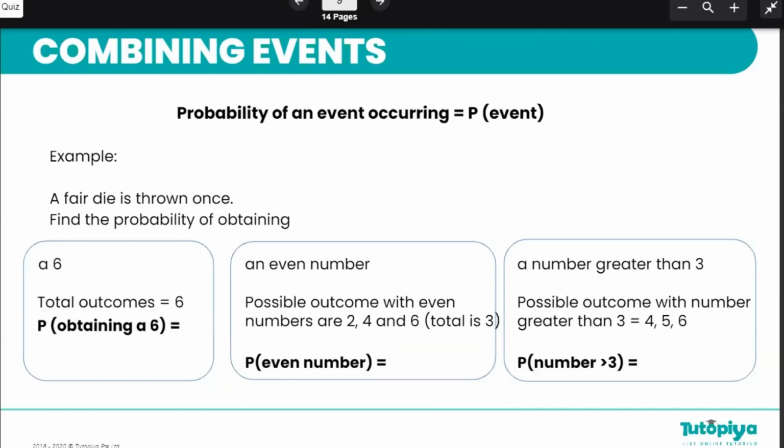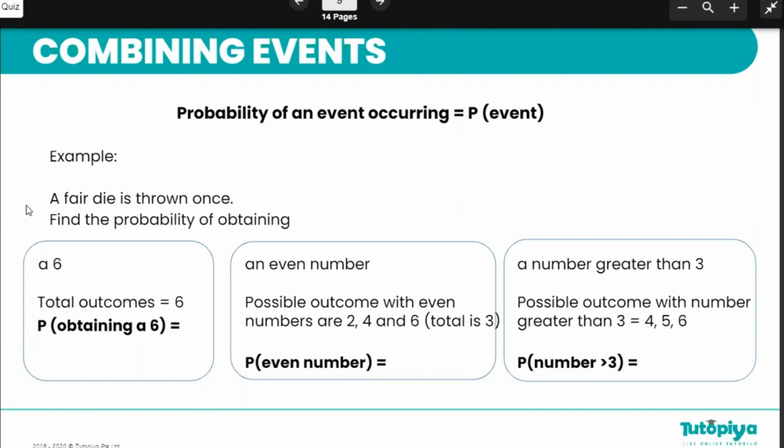If we need to describe the probability of an event occurring, we can use mathematical notation to show that. So to show the probability of an event occurring, we would use an uppercase P to represent the probability, and after that, we can describe our event inside brackets. So let's have a look at some examples.